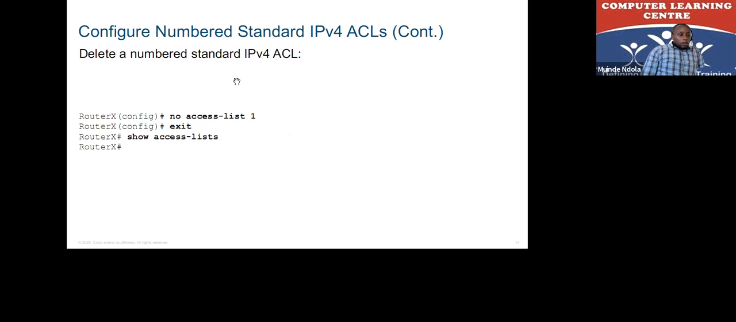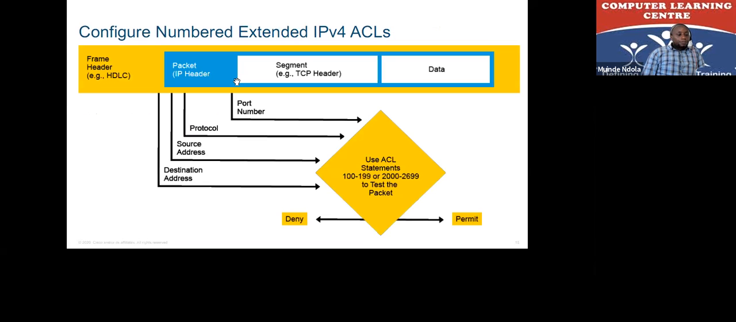When you say no access-list 1, it deletes the entire access list, all the statements that are attached to it. So always be careful with that. If you want to delete a single statement within the access list, you have to type the entire statement. Though when you say no access-list 1, it deletes the entire access list.